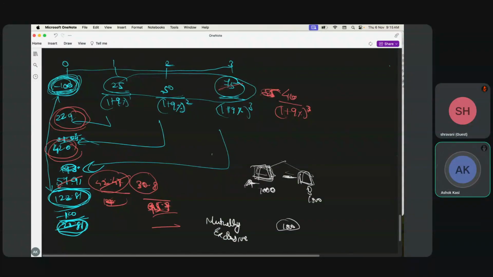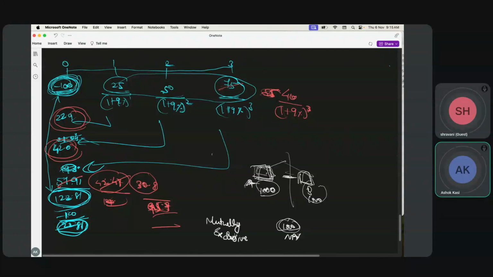Mutually exclusive means either this or this only you can go for. You cannot go for both. Okay, mutually exclusive means what? You cannot go for both. So only one you can go for. Then what should you do? You should go for the one where you are getting maximum NPV. Maximum NPV, wherever you are getting, there you should go for.